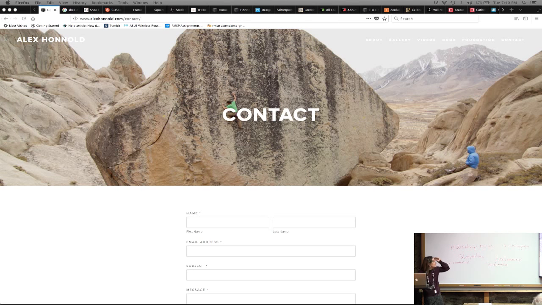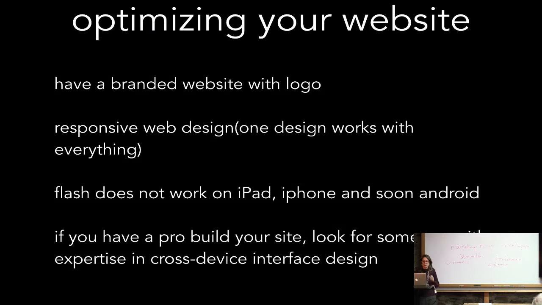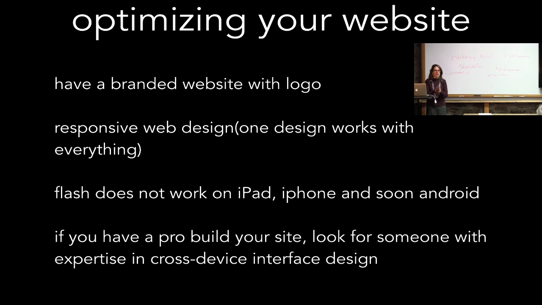All right, so now let's get back to business. There are a few things for you guys to think about. As you're thinking about optimizing your website, you want to make sure that you have essentially a branded website with some sort of logo, whether the logo is your name or some sort of image. And a color scheme: you want to think about what your colors are. That's something to think about before you put your website together.